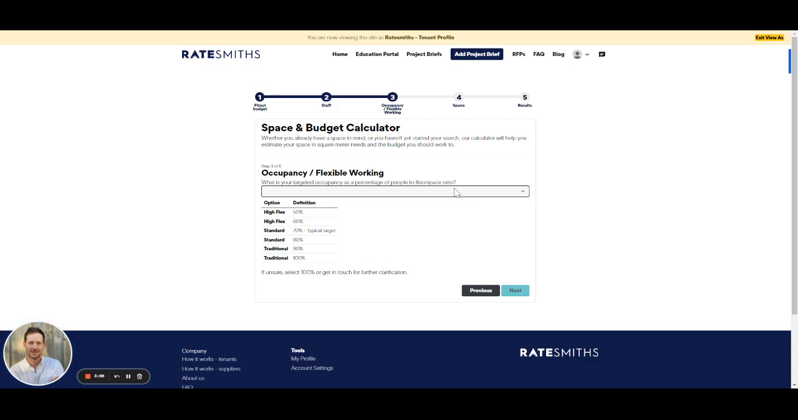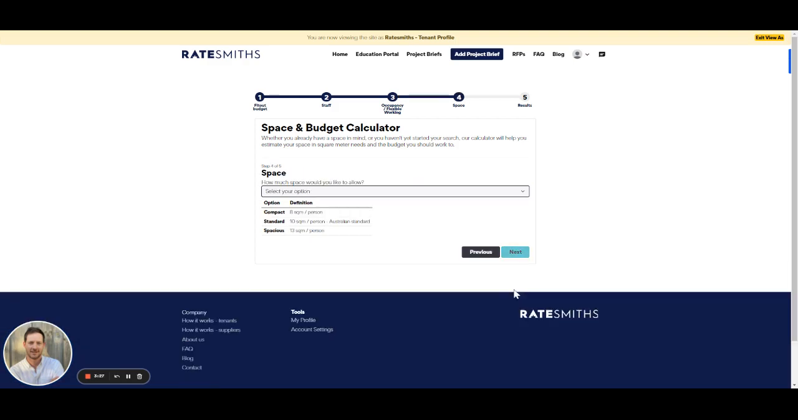And then most recently, what's become apparent with companies is the occupancy levels that they are looking to achieve based on flexible working, work from home. So there's a number of options here. Between 60 to 80% is kind of typical at the moment. You'll have a better understanding of where you will sit. If you're unsure, just go with 100%.